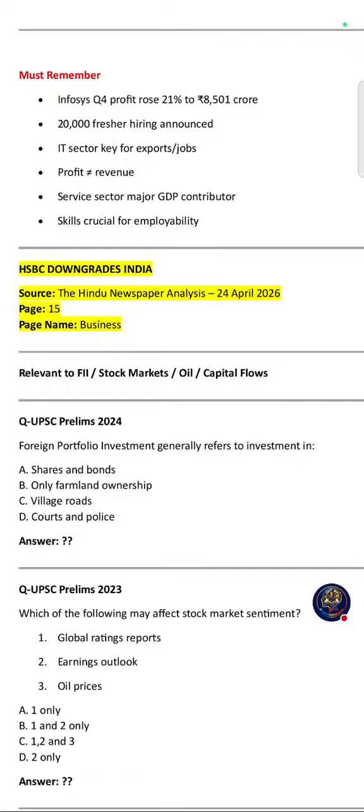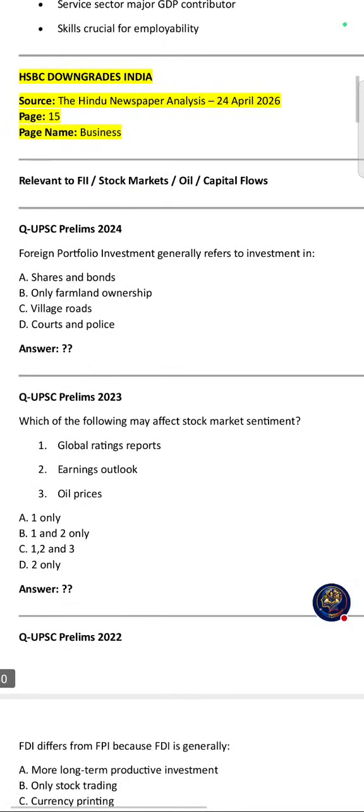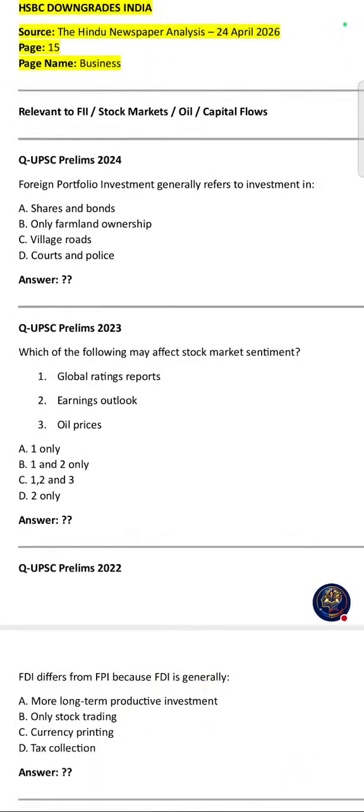Next topic is HSBC downgrades India. This can be read from page number 15, business section. This is relevant to FIIs, stock markets, oil and capital flows. Foreign portfolio investment generally refers to investment in which one? Can anyone answer this question? A is correct. Foreign portfolio investment generally refers to investments in shares and bonds.